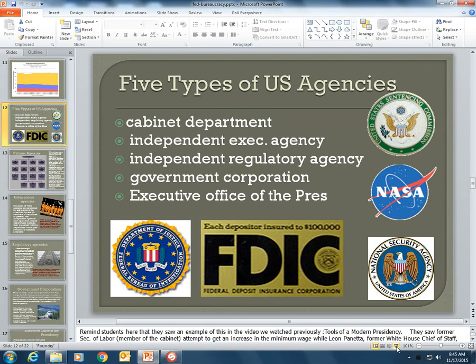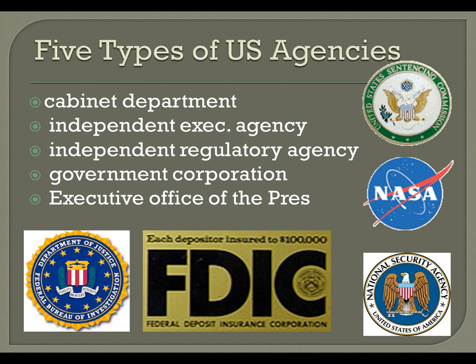Okay, so on your screen, you have the 5 parts of the bureaucracy. We're going to work through each of these. I'll explain how a person gets to be a part of one of these. There is no way that you're going to remember all of them, every agency.